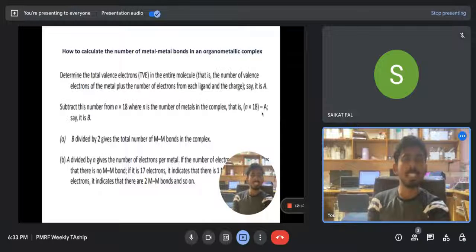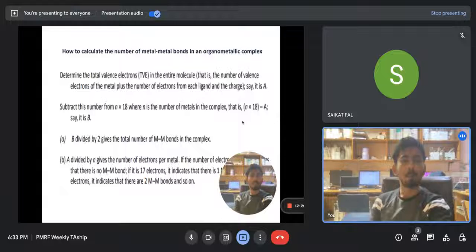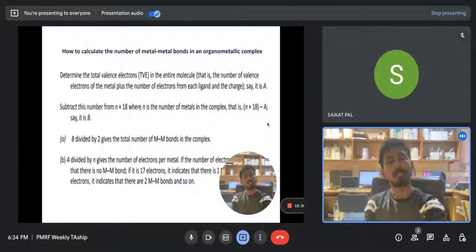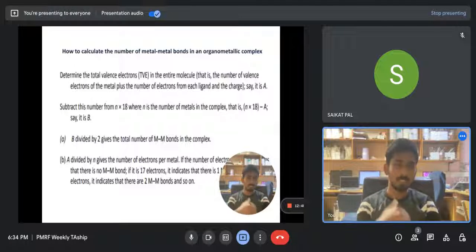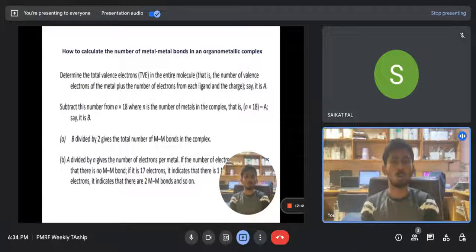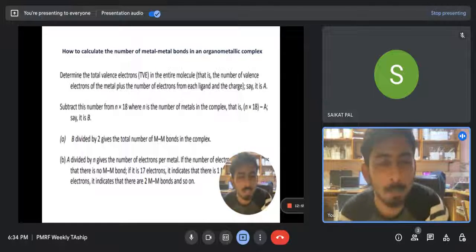You can see it is 18N minus A, that is actually B. Now if we divide both LHS and RHS of the equation by N, we obtain 18 minus A by N is B by N. So if A by N is already 18, then 18 minus A by N is 0. So B by N will be equal to 0. N cannot be 0, because N is defined as the number of metal atoms in the complex. So B will be 0, so the number of metal bonds will be 0. There will be no metal bond in the compound.